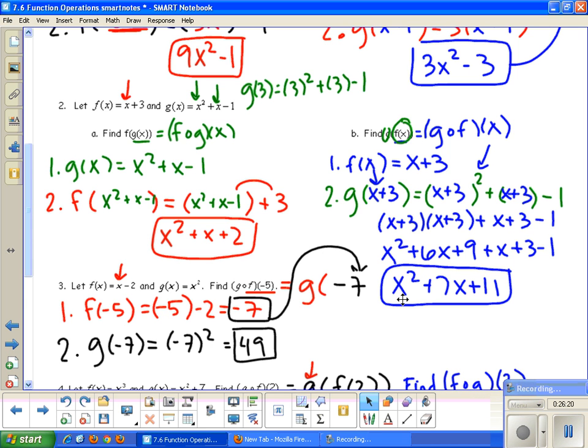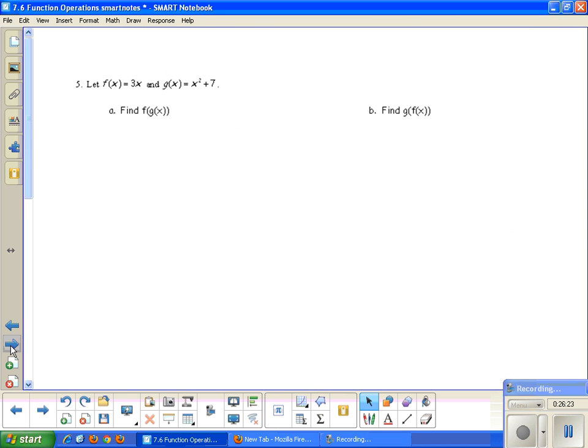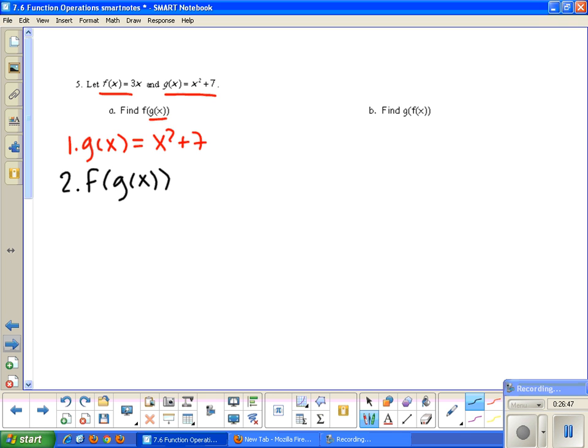So let's do one more example because this is a little bit more complicated. For the last example here, you're going to have to write this down. F of x is equal to 3x. G of x is equal to x squared plus 7. So for the first one, we're doing our inner function, which is g of x, and in this case, g of x is x squared plus 7. So then the second step is, remember, we're doing f of g of x. So we just said g of x is really equal to x squared plus 7.